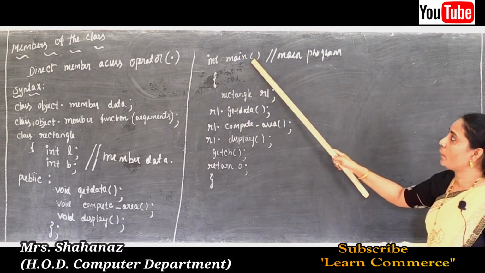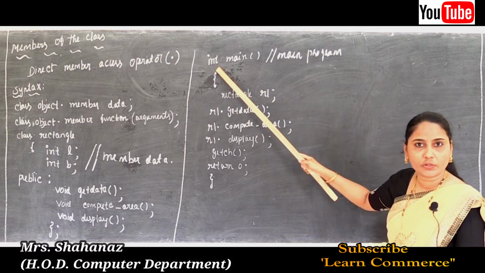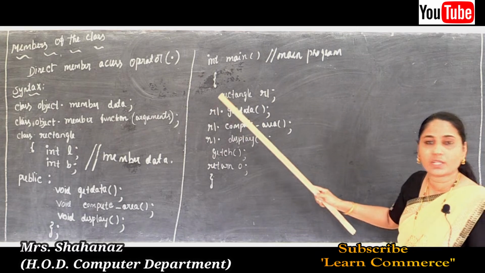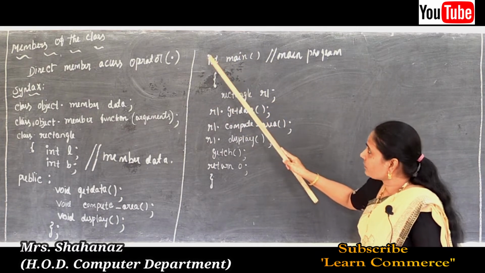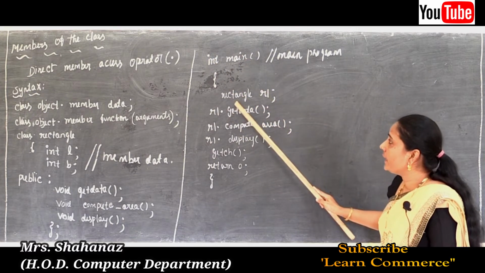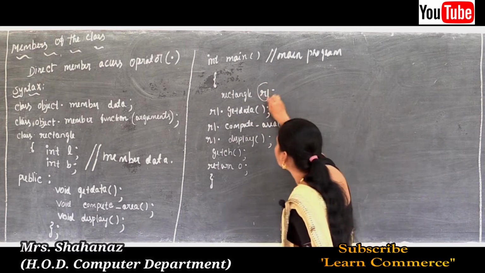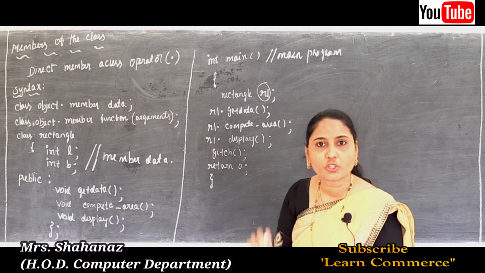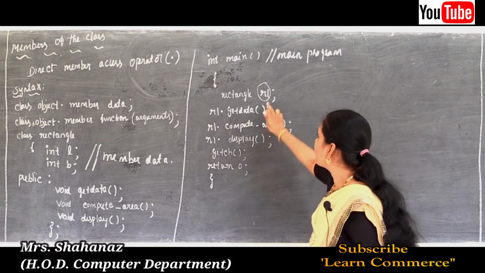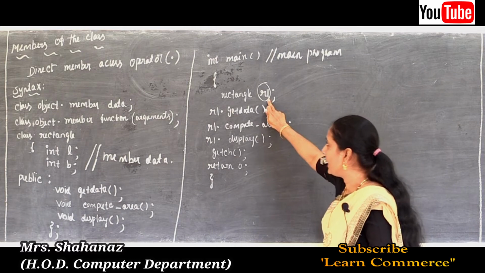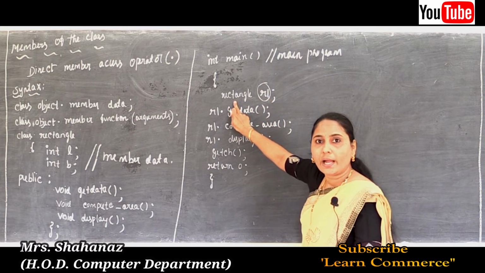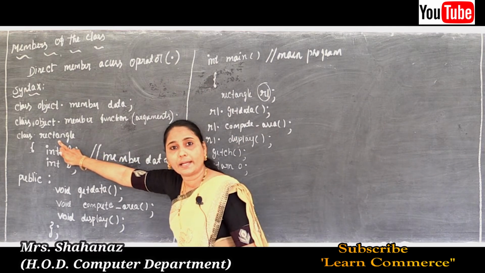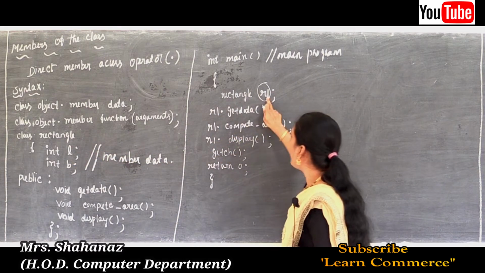Such a main program starts by using int. In this case I used int; if you want, you can use void also, no problem. So int main here. Next, R1 is the object of the class in this case, and such an object is declared by using the class name. The name of the class is Rectangle, so Rectangle R1 here.